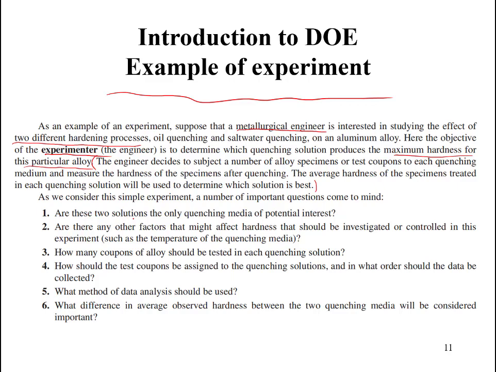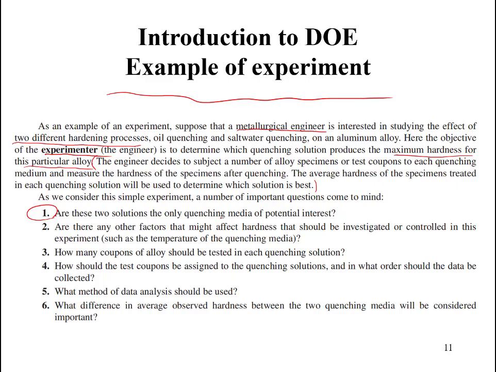First, are these two solutions the only quenching media of potential interest? This is one of the biggest problems we usually have. Usually we ignore other options. You need to think about whether you have only these two options, or you may have other options to make this process easier or to have a better outcome. So this is the first decision to be taken by our engineer here.